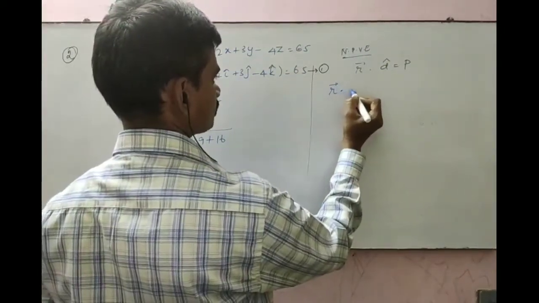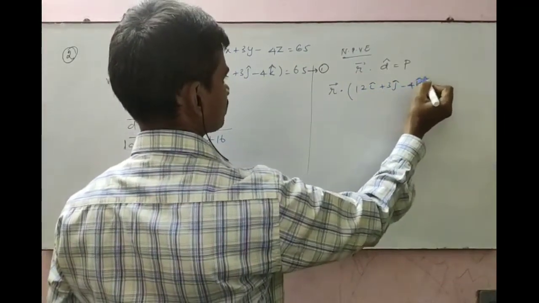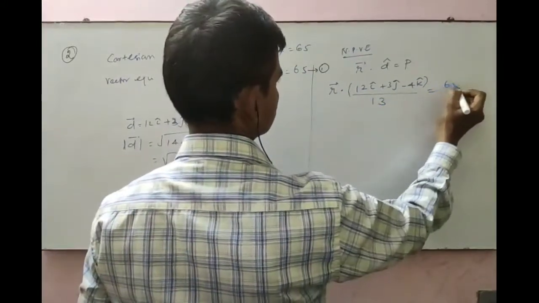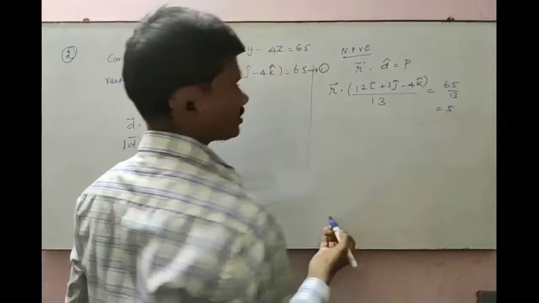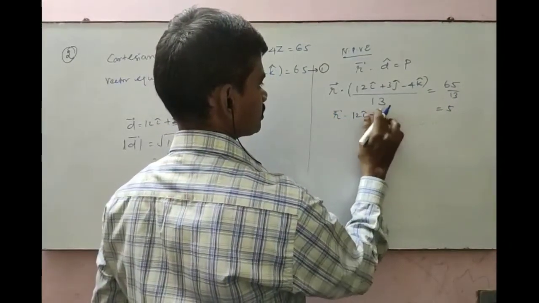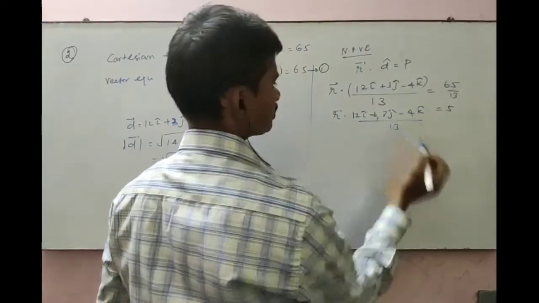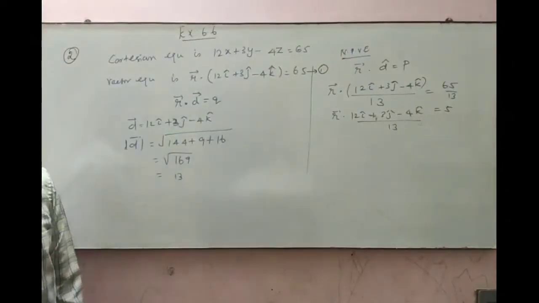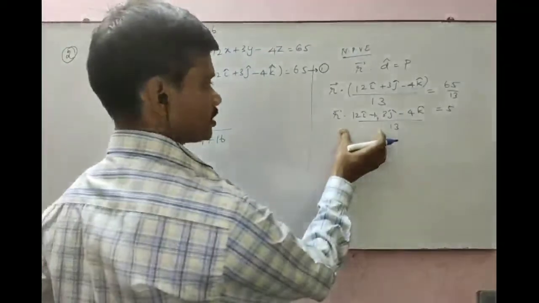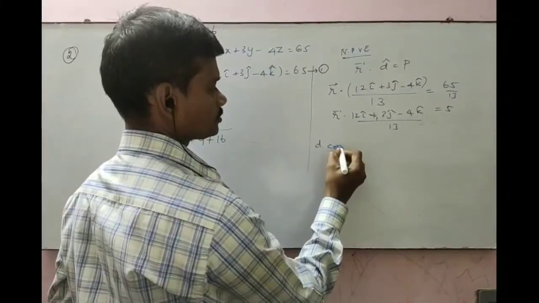So r dot d cap, what is d cap? 12i plus 3j minus 4k whole divided by 13 equal to 65 by 13. If you divide 65 by 13, you will get 5. So r dot 12i plus 3j minus 4k by 13 equal to 5. So this is the non-parametric vector equation.